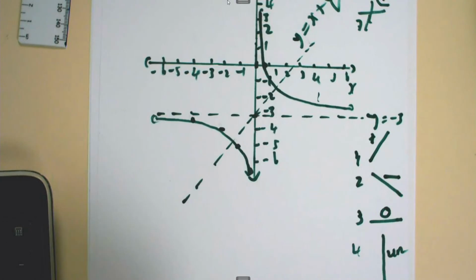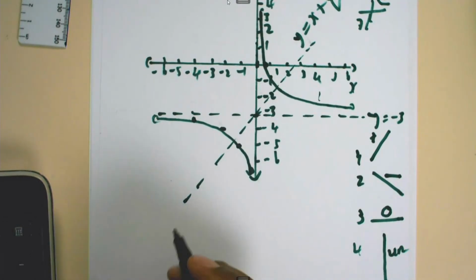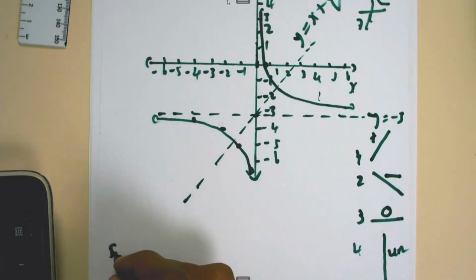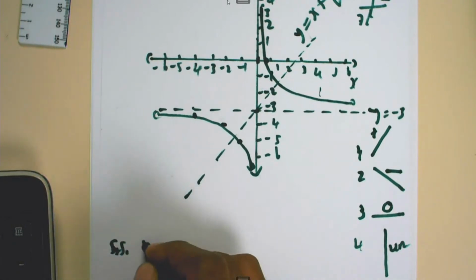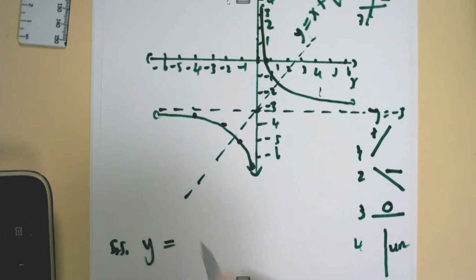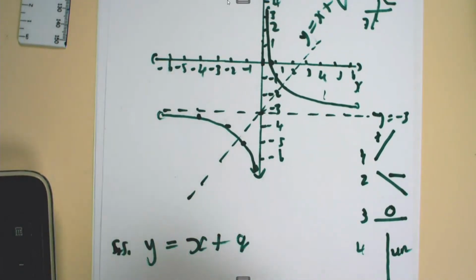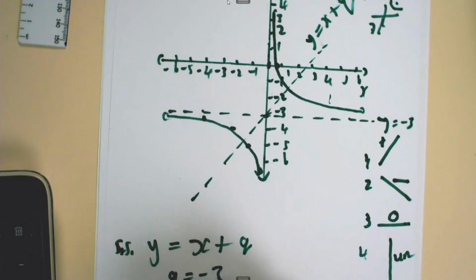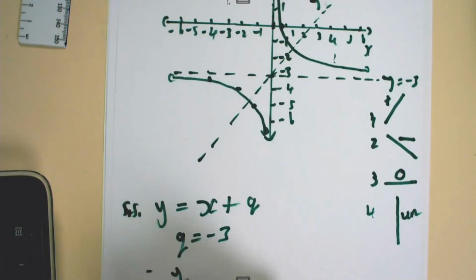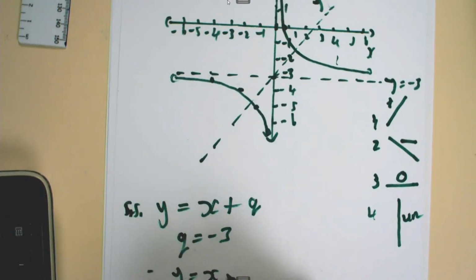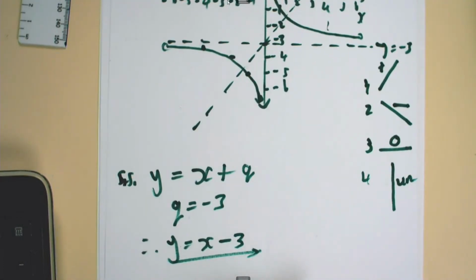Now, we need to determine the equation of that line. How do we determine the equation? That is 5.5. Now we remember the equation is y is equals to, to be specific, we take the one with a positive gradient. It's a positive 1 plus q. Then what is the value of q? Q is equals to minus 3. Therefore, then we have y is equals to x minus 3. That is the equation. Y is equals to x minus 3.